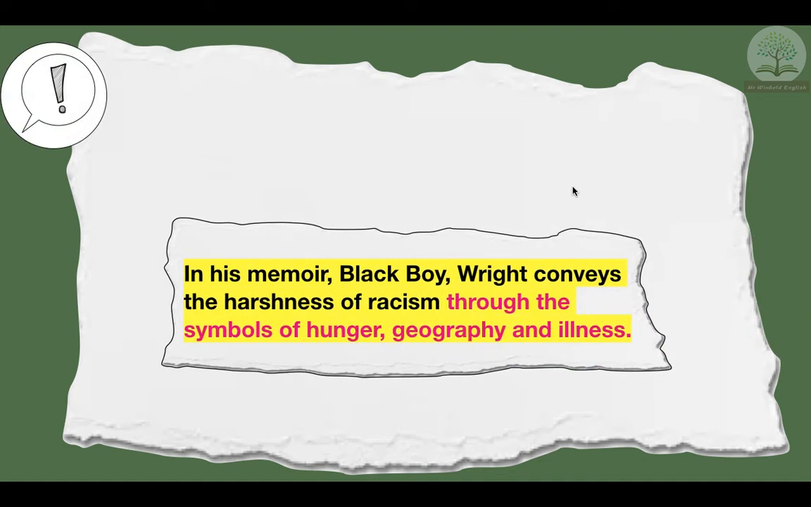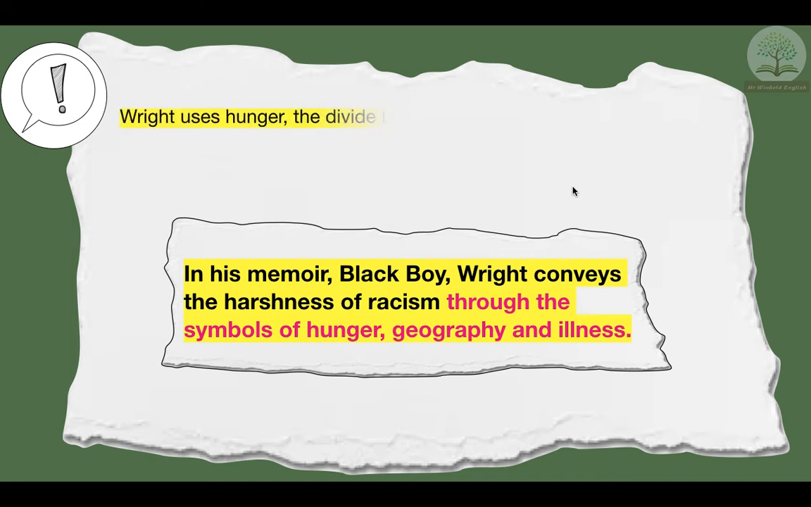So, we finished writing that and we're left with our thesis statement, with our conclusion. What's the first thing we have to do? Well, we have to restate our thesis statement. Our original thesis statement is, in his memoir, Black Boy, Wright conveys the harshness of racism through the symbols of hunger, geography, and illness. What we want to do now is remind our reader of what it is we've proven, but use different language.